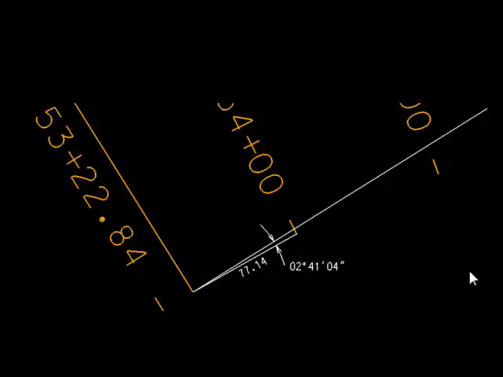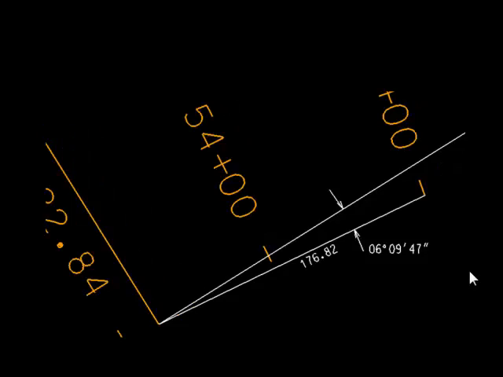So if we recap how this goes in the field, with the instrument sitting at the PC that you see in the lower left here, we would turn an angle of 241.04 and go out a distance of 77.14 feet to set station 54 plus 00. Our angle increases by the amount of the incremental deflection angle for a 100-foot chord to go from 54 plus 00 to 55 plus 00.